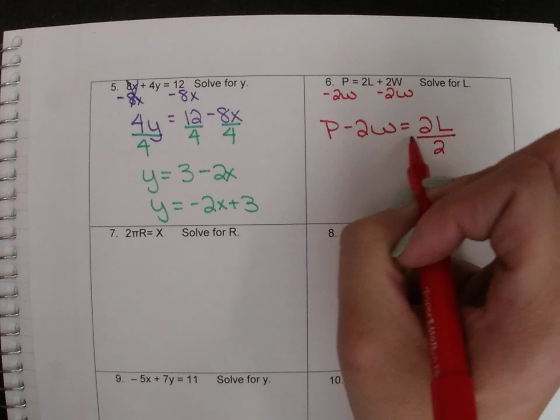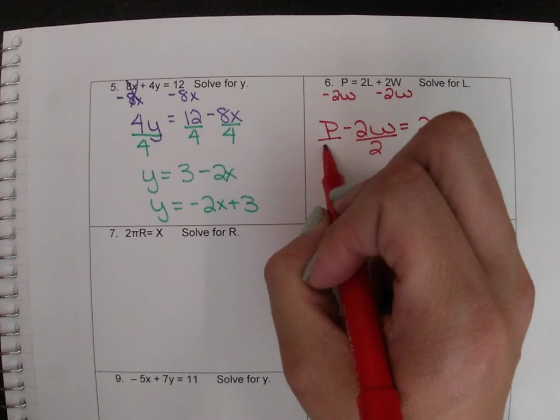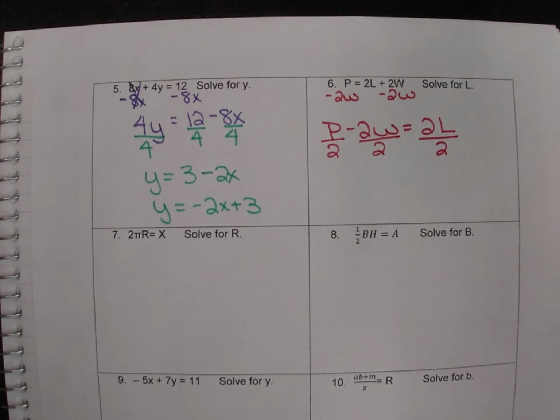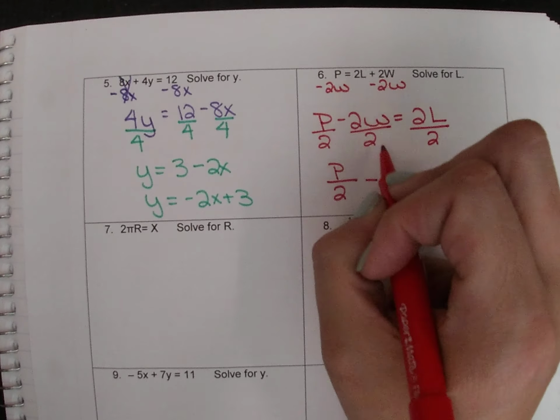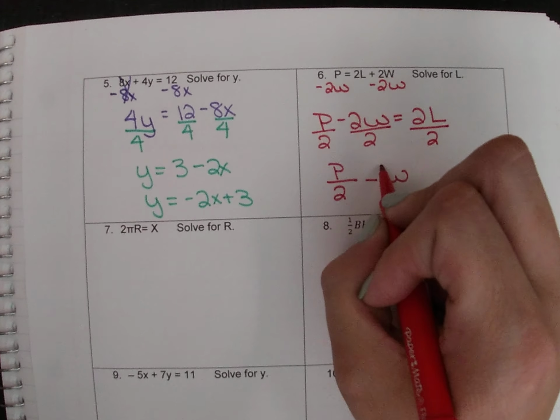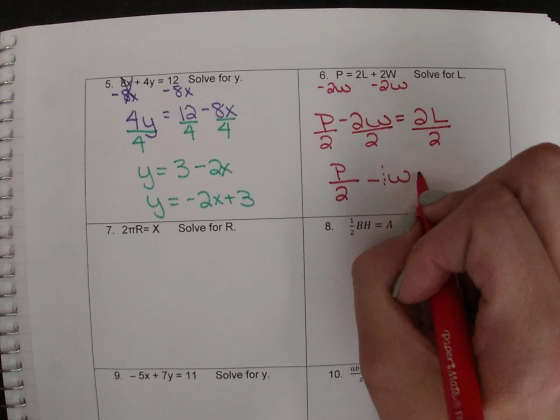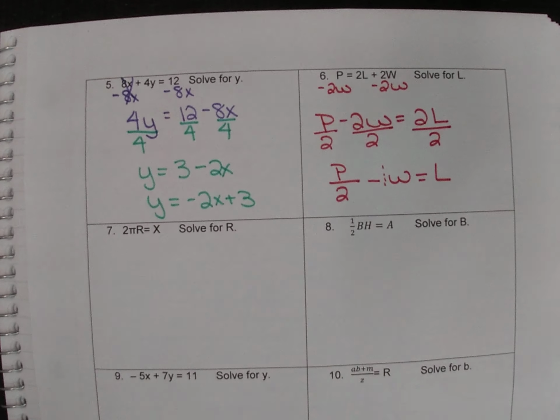I'm undoing my multiplication with division. Again, right here, that 2 is going to be able to simplify, so it's going to be my benefit to write it in all 3 places. So P over 2 I can't do anything with, but that 2 over 2 I can reduce to a 1. You can write that 1 in there, but you don't have to. So L equals P over 2 minus W, or P over 2 minus W equals L. Any of those options are fine.